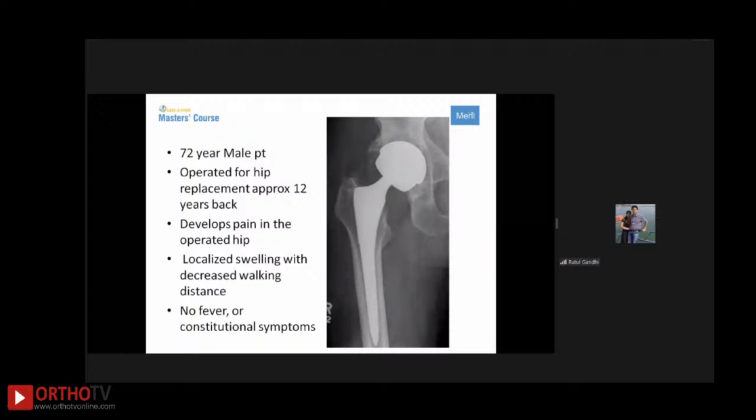He's a 72-year-old male patient. The case is similar to Dr. Chetan Sood's. He was operated with a metal-on-metal hip earlier, approximately 12 years back. Now he has started developing pain in the operated hip. It is insidious in onset and increasing day by day. He can feel a localized swelling around the hip joint and the walking distance is decreasing day by day. There is no fever or other constitutional symptoms.